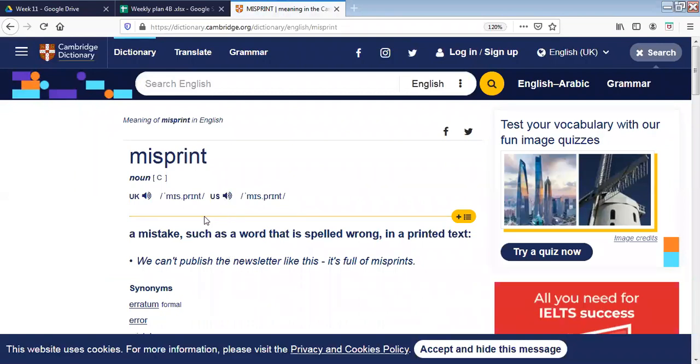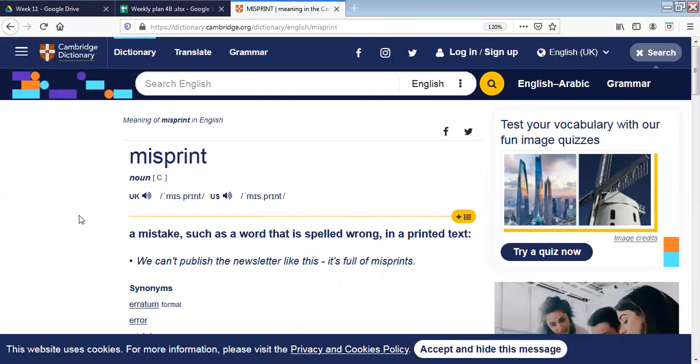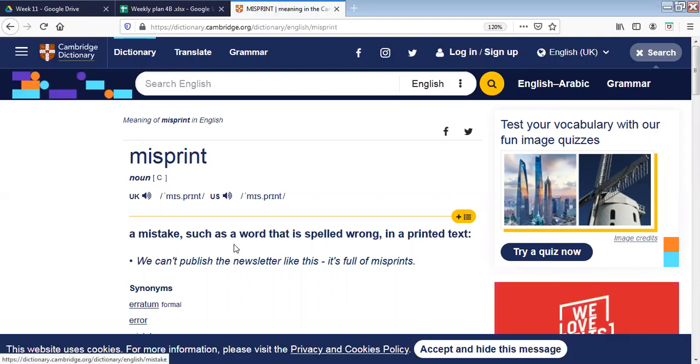Misprint. Misprint, it's a mistake, such as a word that is spelled wrong in a printed text. Like, for example, when I say we can't publish the newsletter like this, it's full of misprints. The word misprints means mistakes in a printed text, like in a book or in a newspaper, for example.